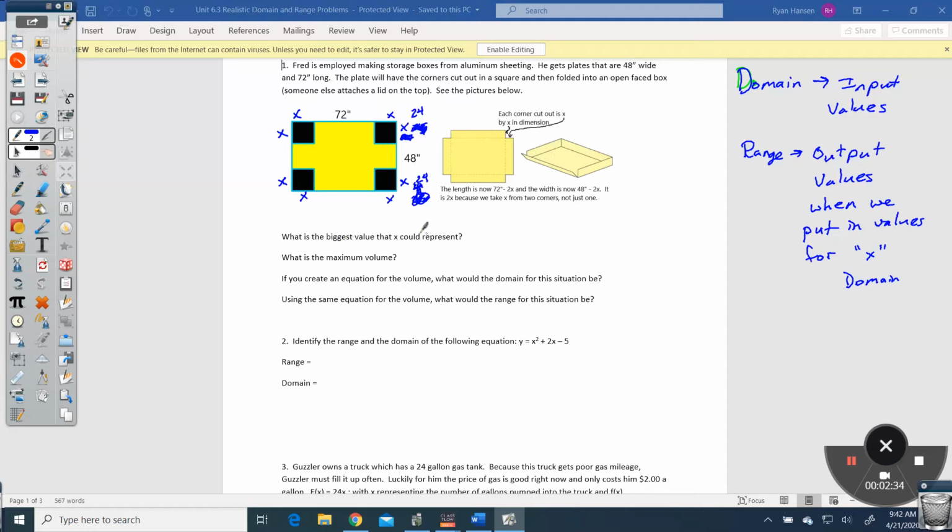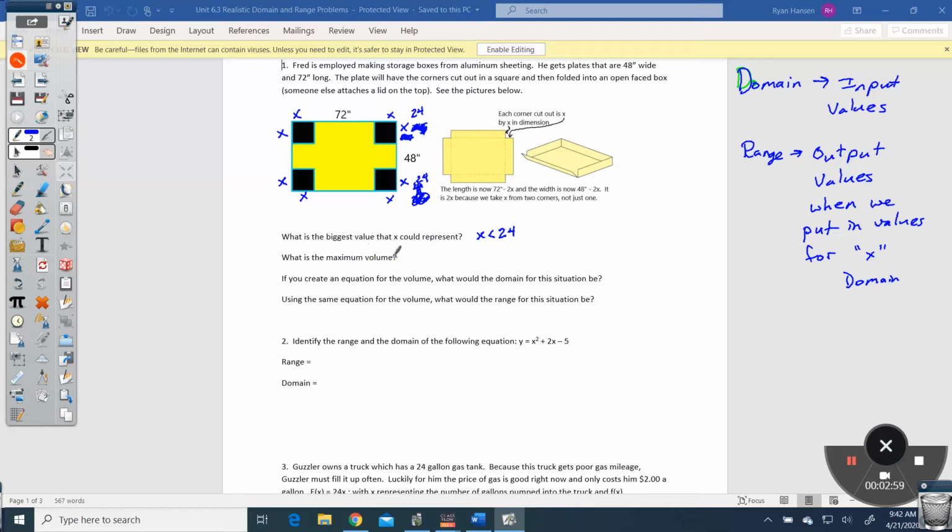So what is the biggest value that x could represent? The biggest value would be really 24, but we're going to say that x has to be less than 24 because we want to be able to fold something up to make a corner. So x has to be less than 24. Now this is a question, what is the maximum volume? This one's pretty tough without a calculator. So I'll show you how to do this on the calculator.